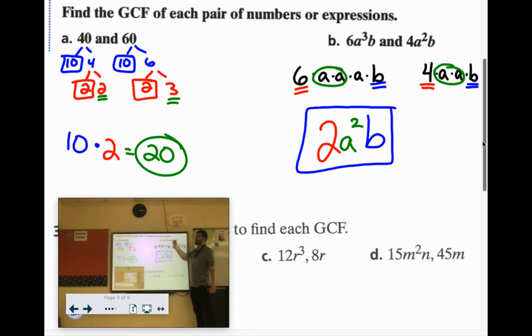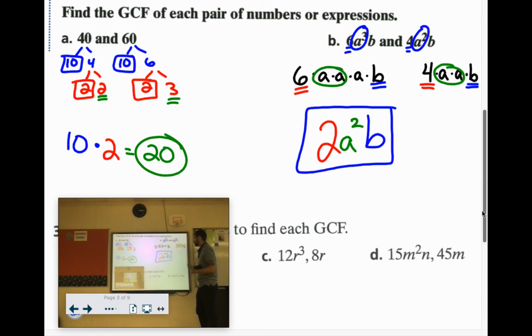So after you do a few of them, you'll see a pattern. First, you got to be able to find the common factor with 6 and 4. You just have to. But then when you're doing variables, look at the exponents, and you have to go with the smallest exponent. So this one has a to the third, this one has a to the second. So you can only go with a to the second.